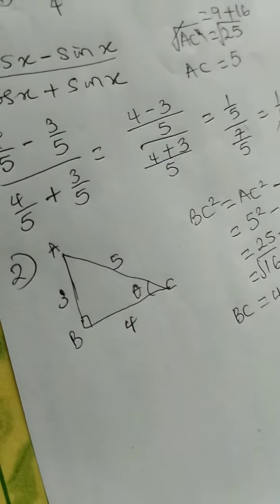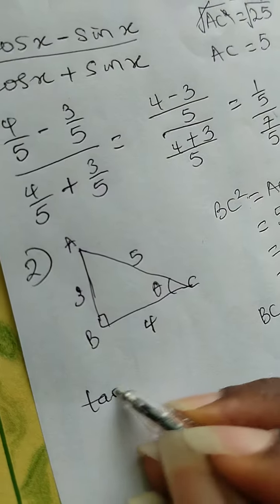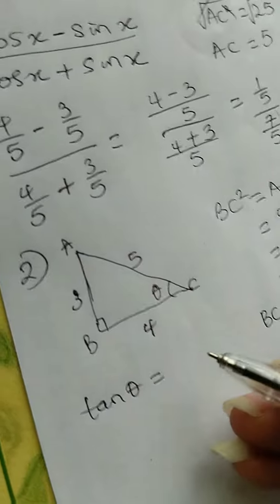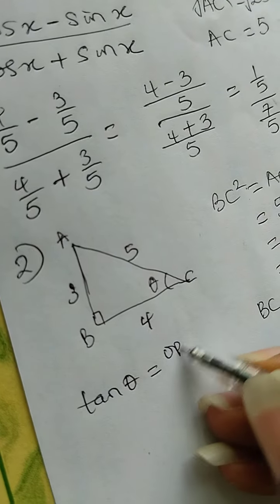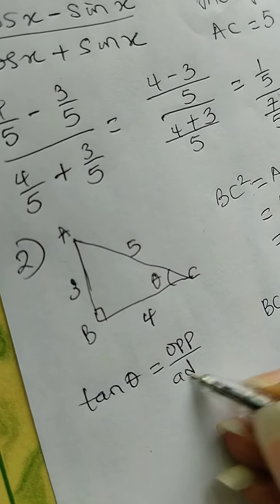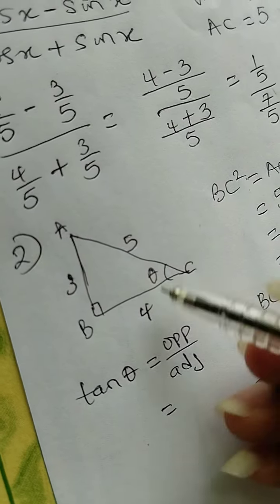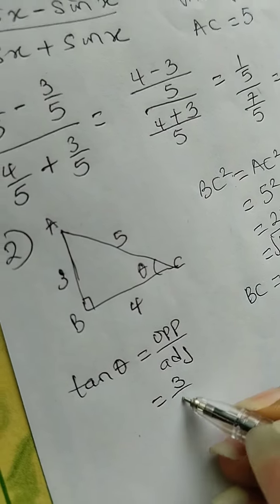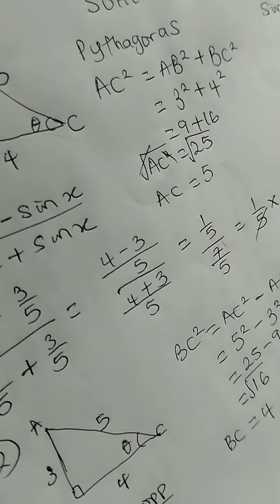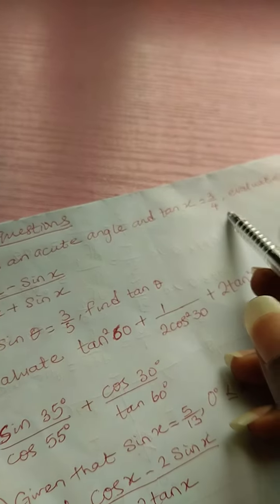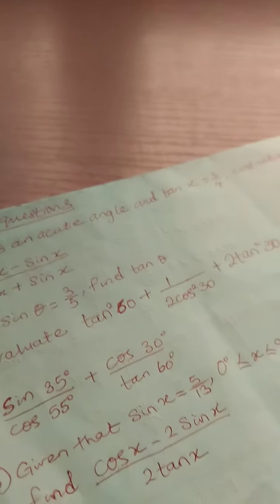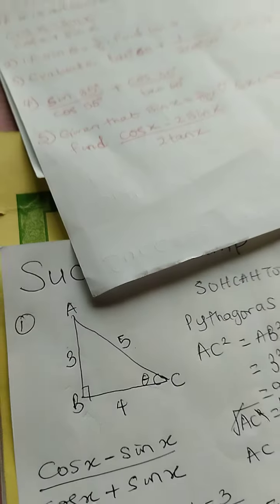And now, to get my tan theta, it would be opposite over adjacent. The opposite here is 3, and my adjacent here is 4. So we are getting back the answer to question number 1. If you get that, that is thumbs up for you.